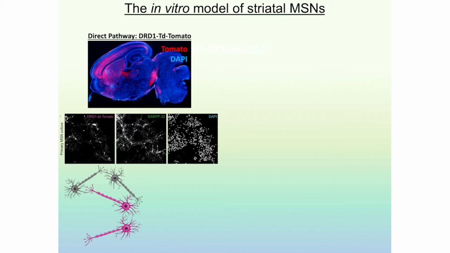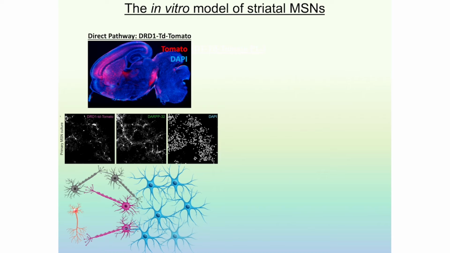So the only problem that we have in those cultures now is that the direct pathway neurons only represent 50% of all medium spiny neurons because we have a mixture of direct and indirect pathway. Furthermore, we will also find some, but very few, interneurons. And the biggest problem that we have, as already mentioned, is astrocytes in those cultures, and astrocytes are dividing, and over time they will overgrow our neurons.